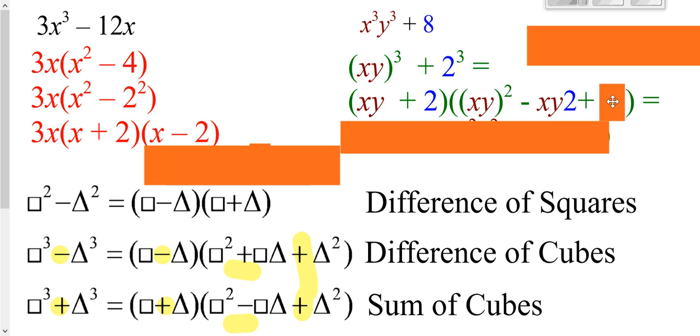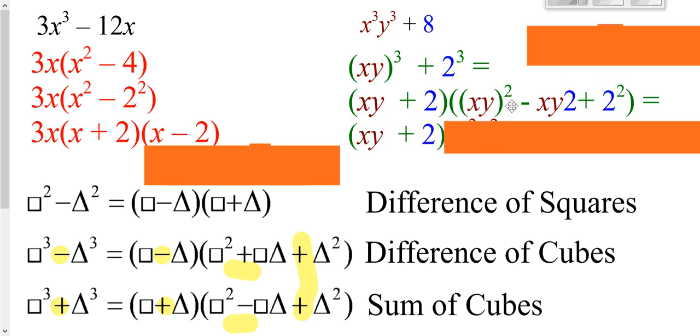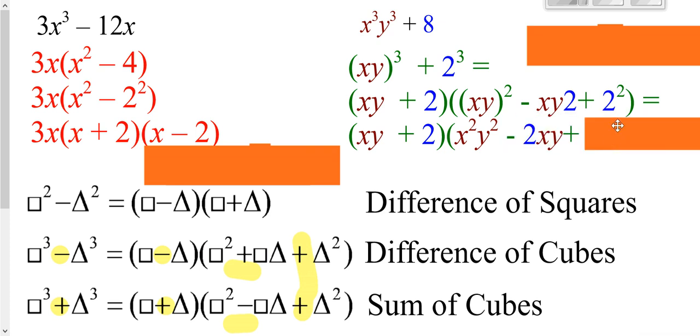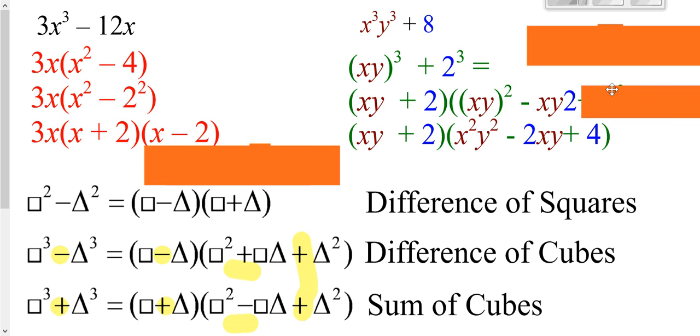And then we're going to go ahead and do a little bit of simplifying. There's nothing we can do in the first set of parentheses. I'm going to actually square my x and my y. And it's common practice to put your coefficient of 2 in front of your variables. And we're going to go ahead and square our 2 and just write 4.